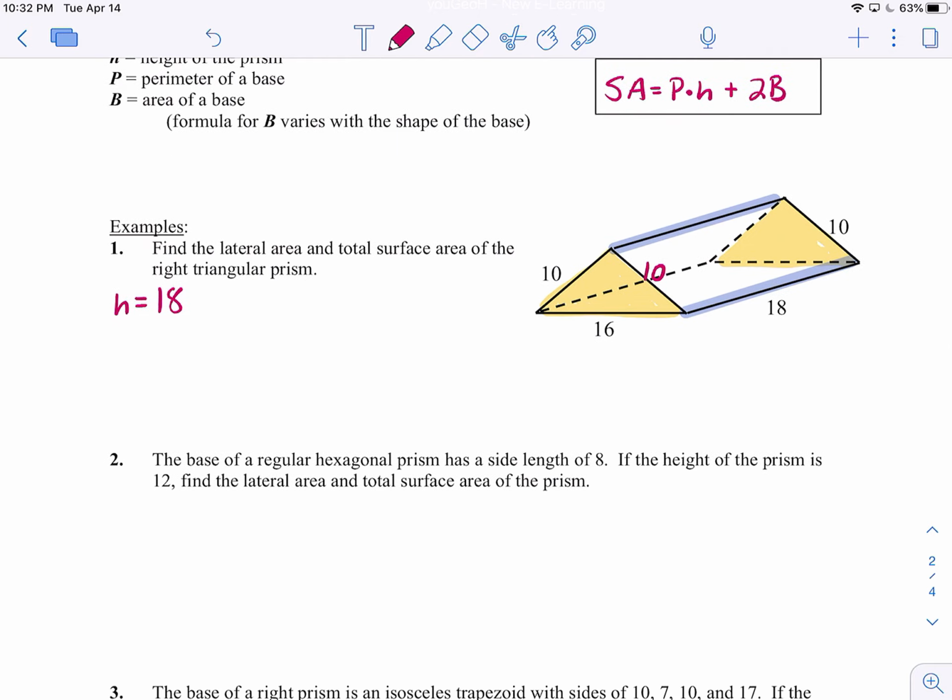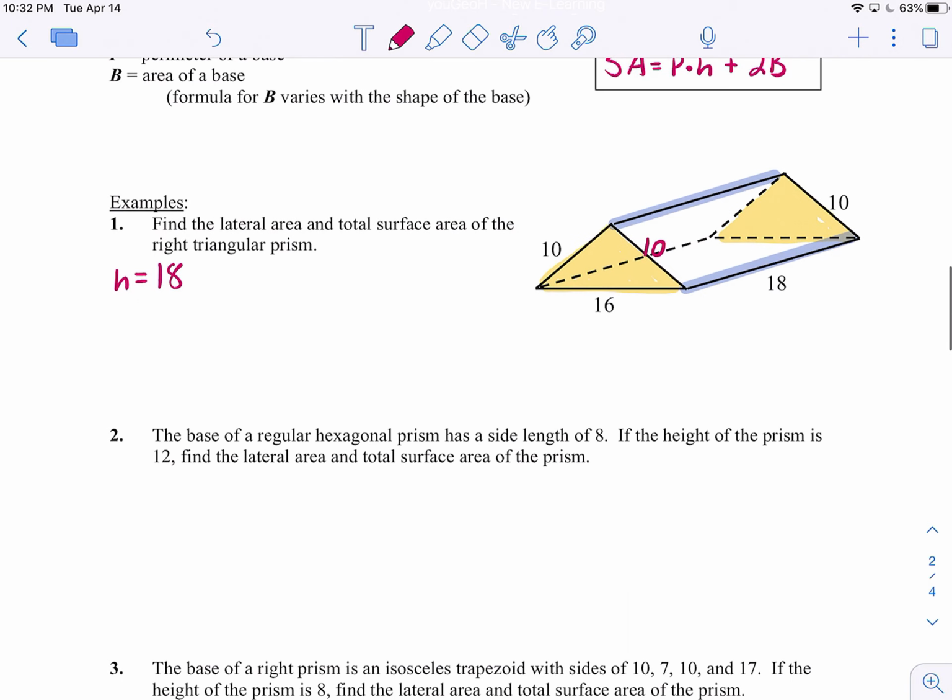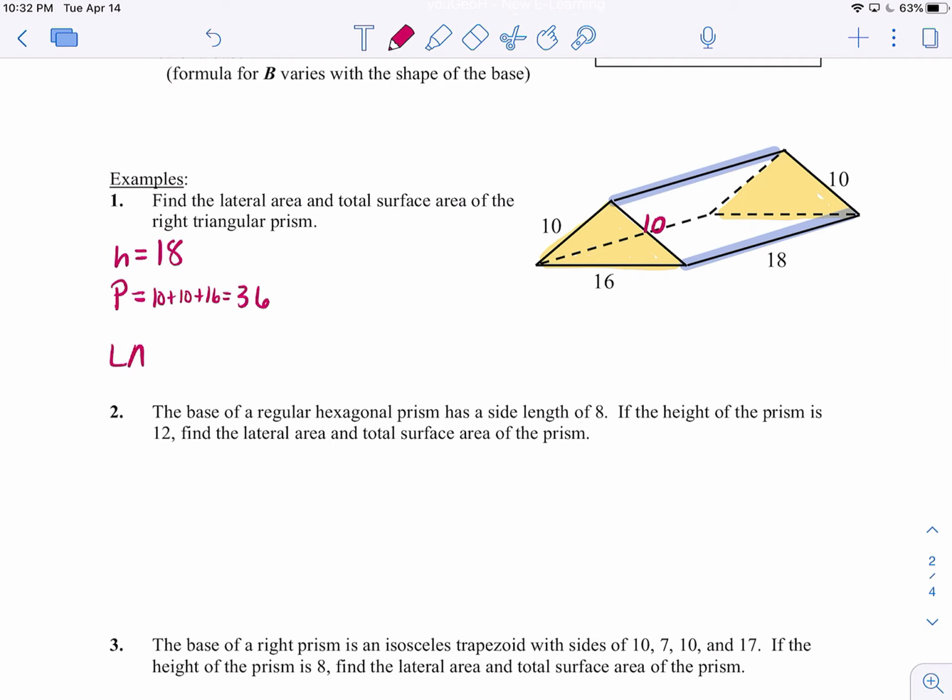So now we know a couple of pieces here. The height is 18. And then the perimeter is not the perimeter of this whole shape, it's the perimeter of one of the triangles. So that is going to be 10 plus 10 plus 16, which gives us a perimeter of 36. And so now for the lateral area is perimeter times height. So that's going to be the perimeter of 36 times the height of 18.